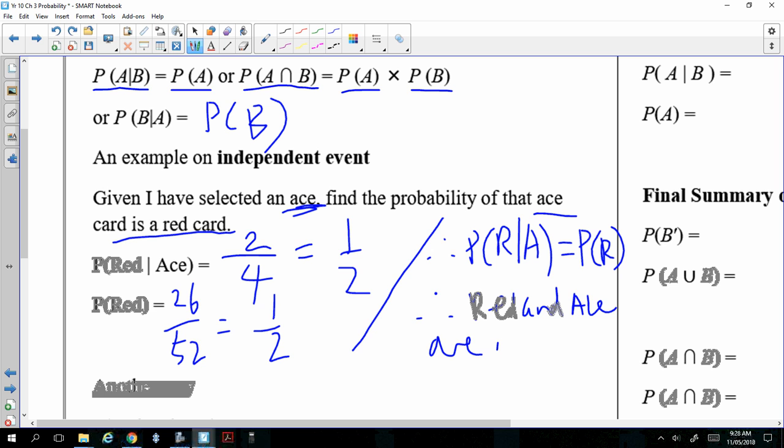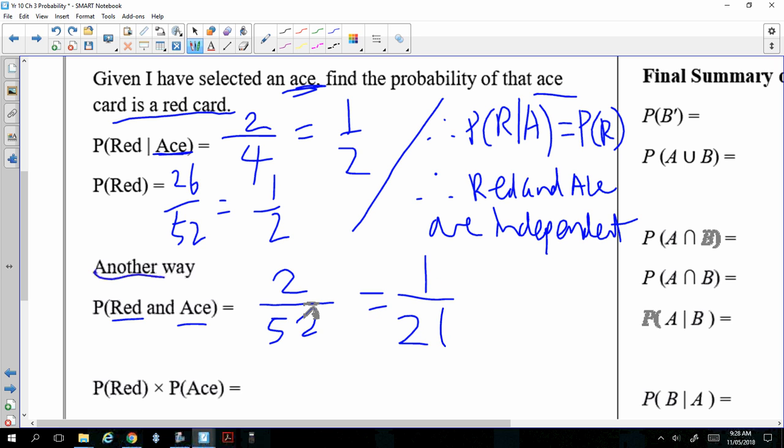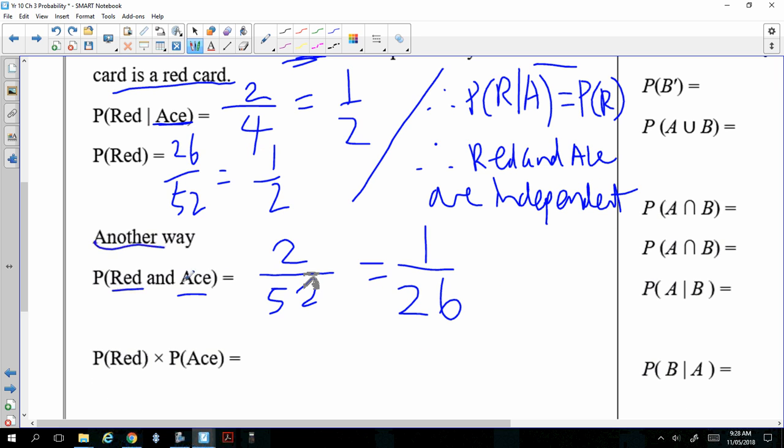Now there's another way which I showed you before. Find the probability of red and ace. This is finding how many cards are both red and ace, which is 2, out of 52, not 4, because it's not conditional. When it's conditional, we have a smaller denominator. This is red and ace in a 52 card deck, so it will be 1 out of 26. There are only 2 cards that are red and ace, not red or ace.